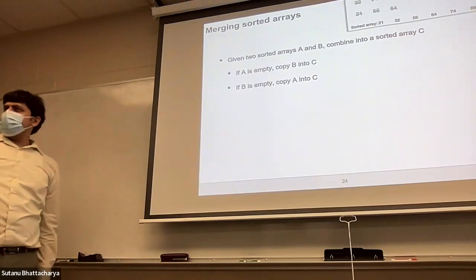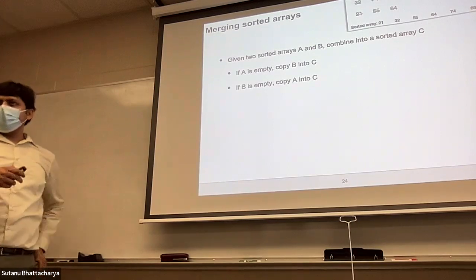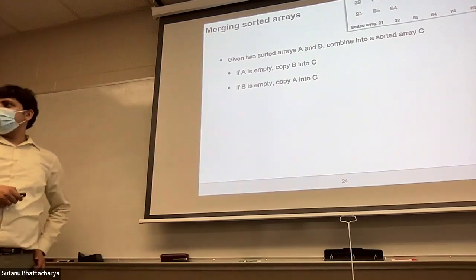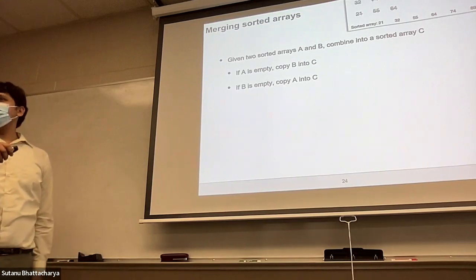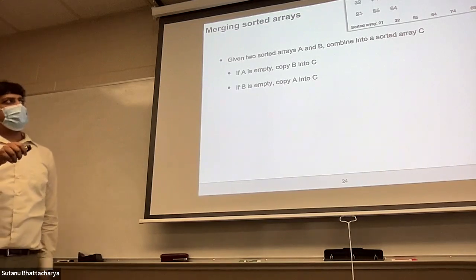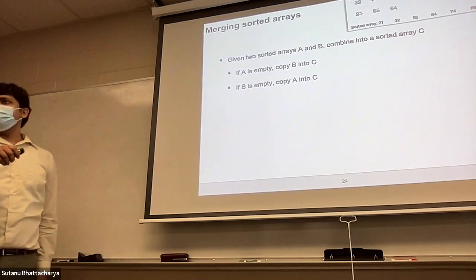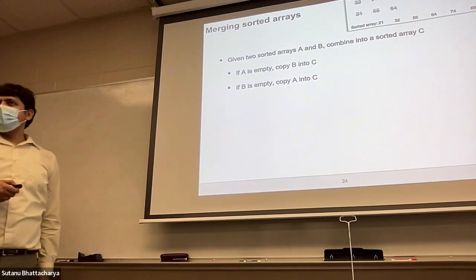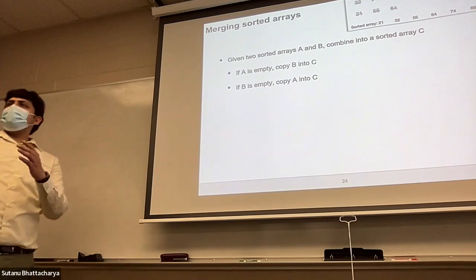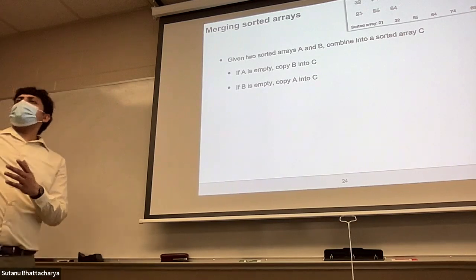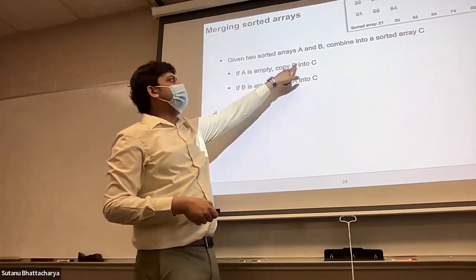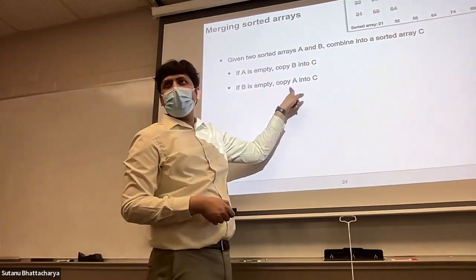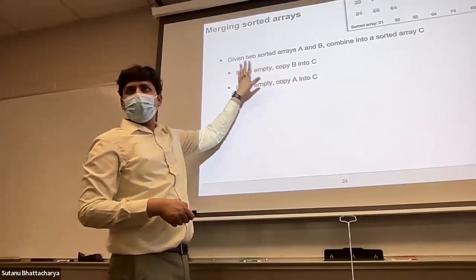So what are the steps? If we write the algorithm, what would the steps be? First, if either one is empty, what will happen? If either A or B is empty, what will you do? Copy the elements of the other array exactly in the same order. So if A is empty, copy B into C. If B is empty, copy A into C. Very easy.